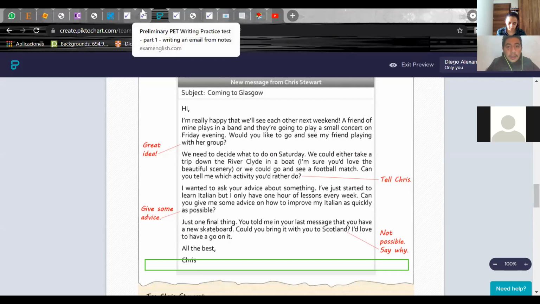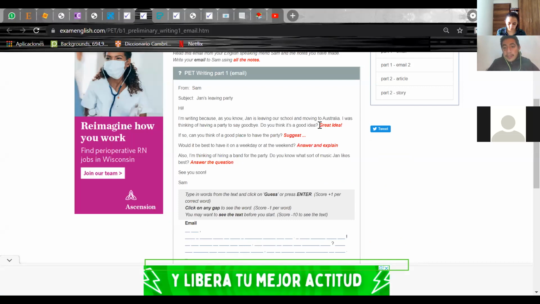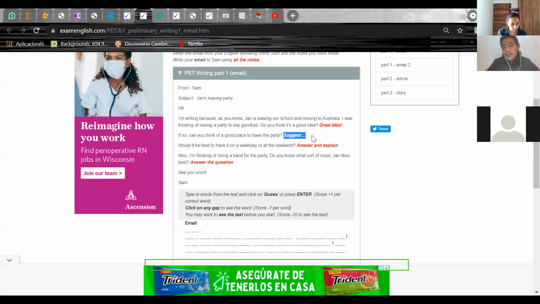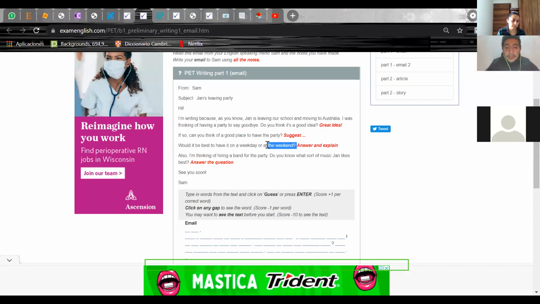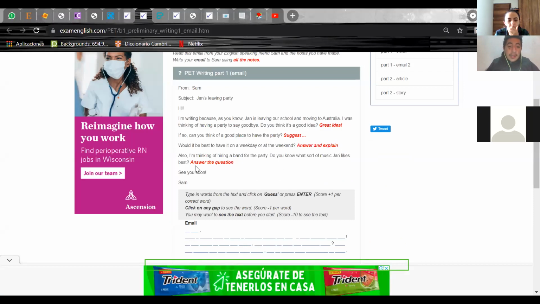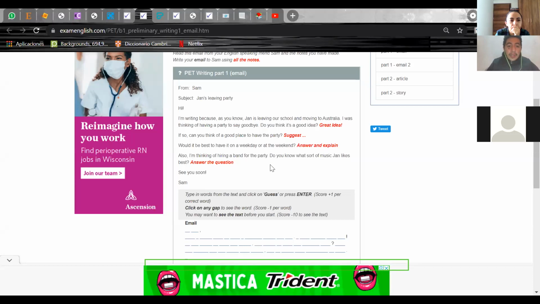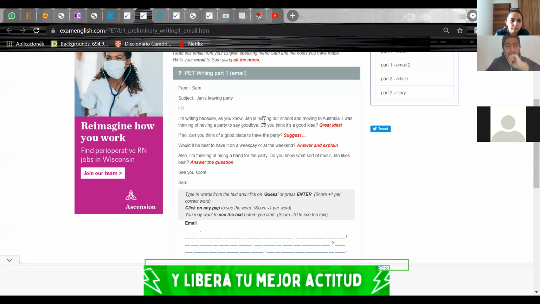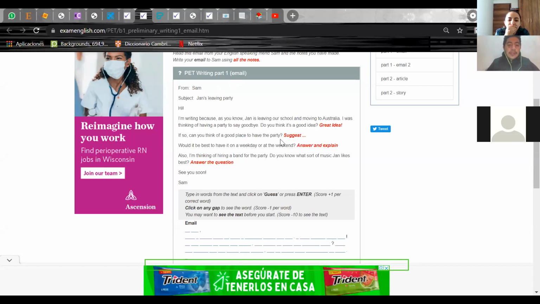So, as you can see in here, it's the same. We have these words in red, great idea, and here it says suggest. So we have to write a suggestion. Also in here we have to answer this question and explain something. And finally we have another question that we have to answer. So as you can see, this is the structure of writing an email. So we have to respond to this email.